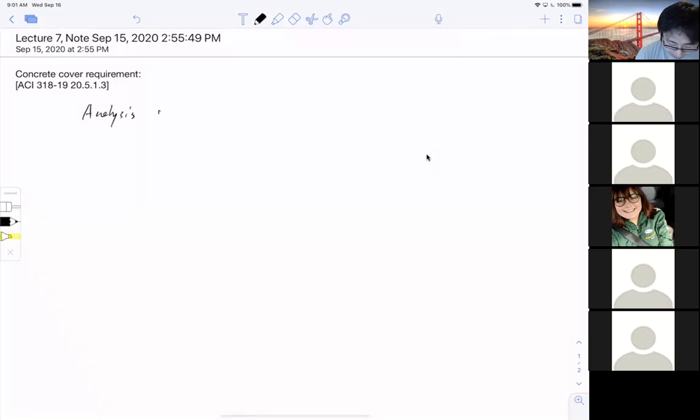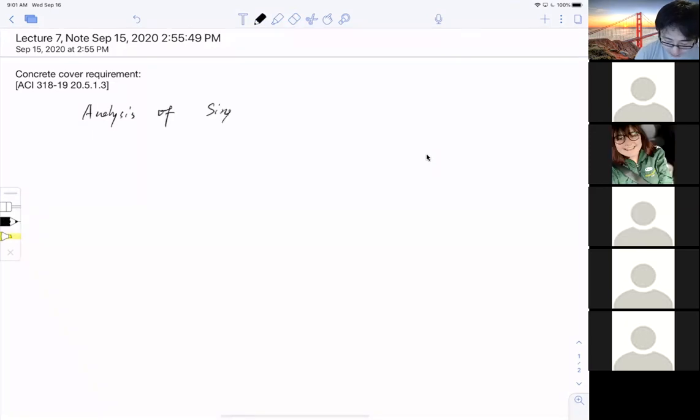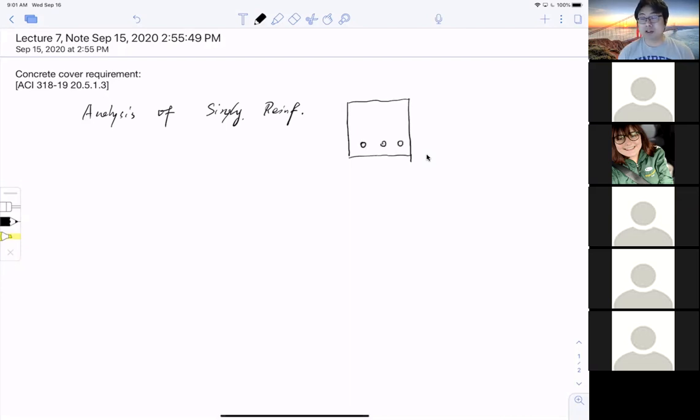Okay. Analysis of singularly reinforced. Okay. Now, what does singularly reinforced mean? One layer. Well, now I wouldn't say one layer anymore, but tension reinforced in the bottom, right? So if I draw my section like this, I only have tensile reinforcement at the bottom. Okay, there's no compression, okay? So this is called singularly reinforced, okay?